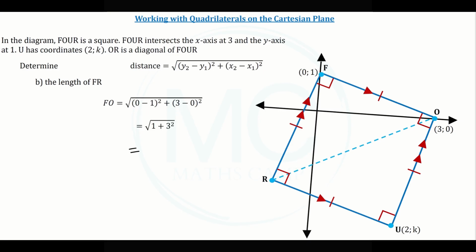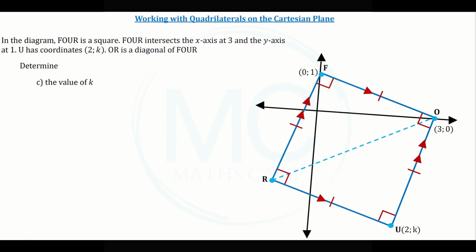Now we have 1 plus 3 squared, which is 9, under a square root, which means the length of FO is square root 10 units. This is the length of FO, but the square has 4 equal sides, which means that this is also the length of FR. So we can say FR is equal to square root 10. Now we can move on to part C, determine the value of K.